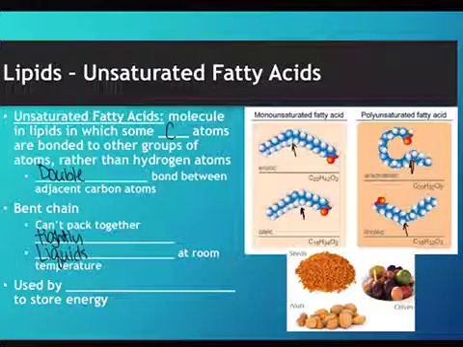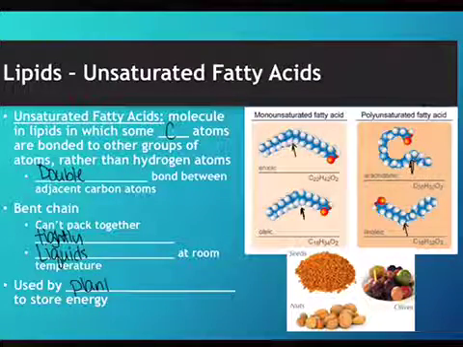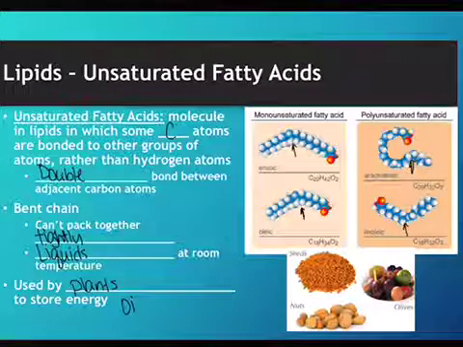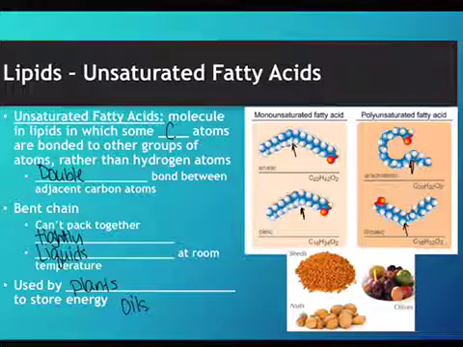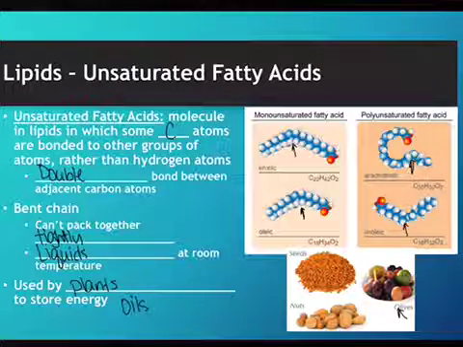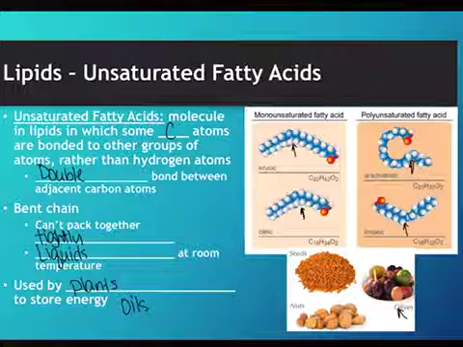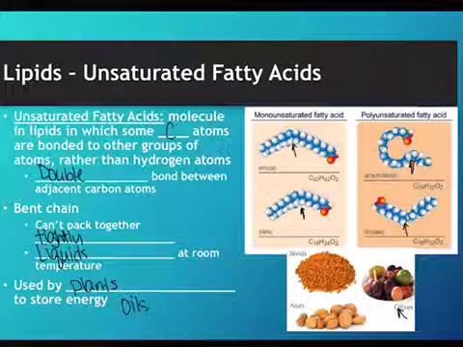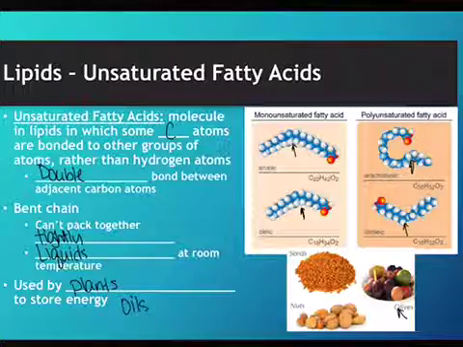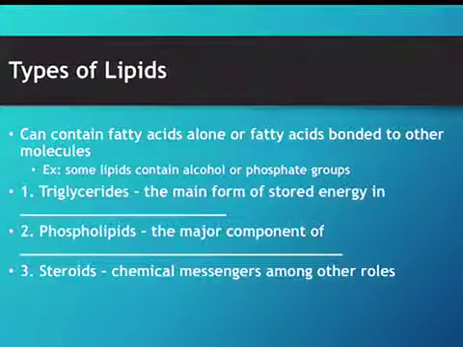Unsaturated fatty acids are used by plants to store energy. And so this is where we get oils. Oils are liquid. And if we look at like olive oil or, what is the other one? You can get like avocado oil, and they all come from plants.